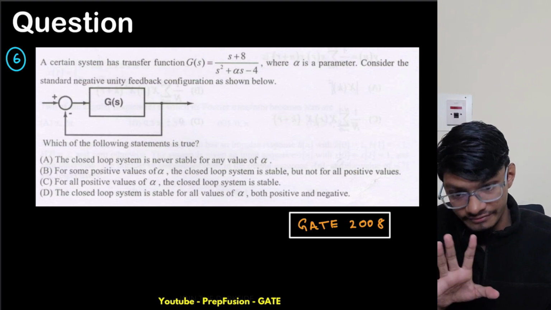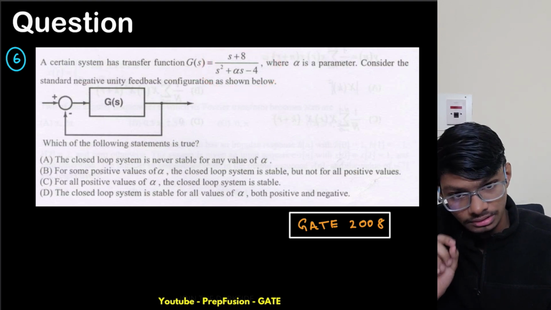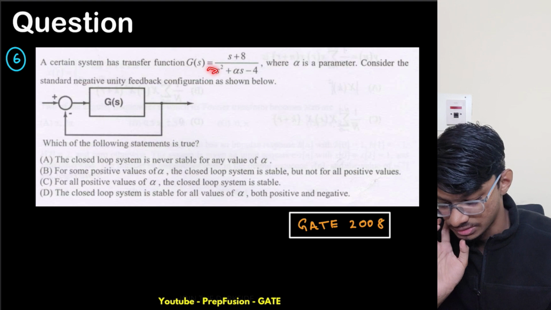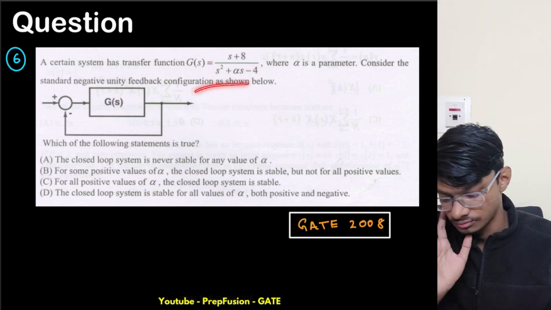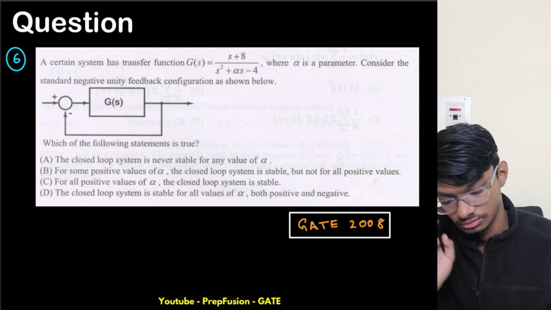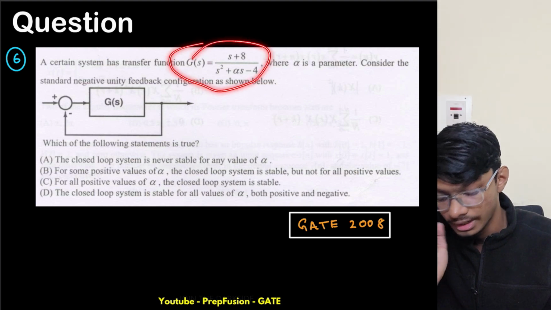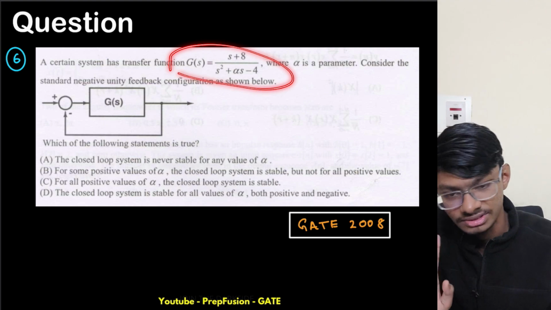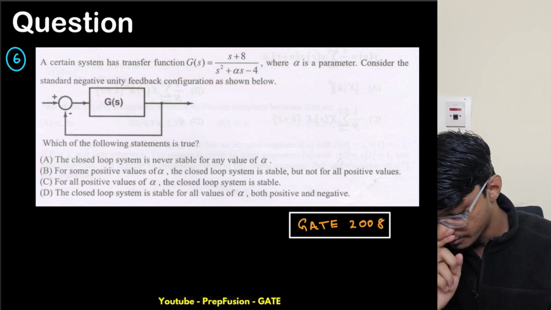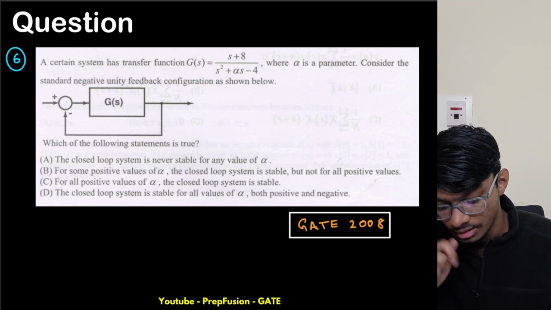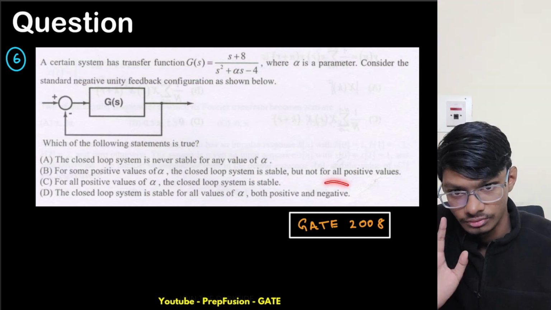Okay, if this was my transfer function, then this is true, right? Because this is a positive sign and this is a negative sign, so there is a sign change for second order in the coefficients. So this would have been true if this was my actual CLTF, but this is not my CLTF, this is OLTF, so this option is not true. For some positive values of alpha, the closed loop system is stable, but not for all. We have to check for this one.